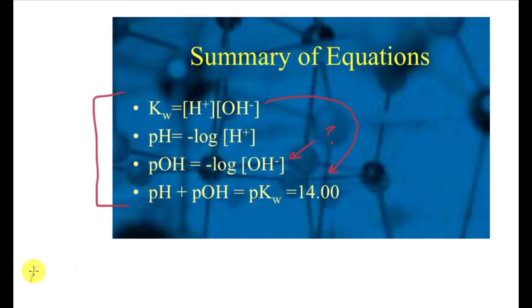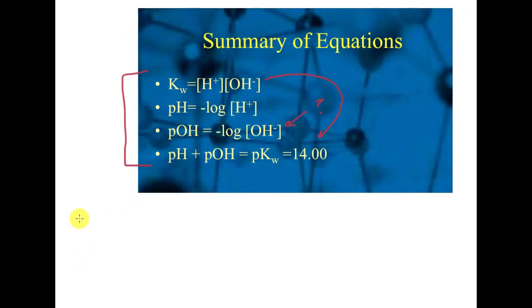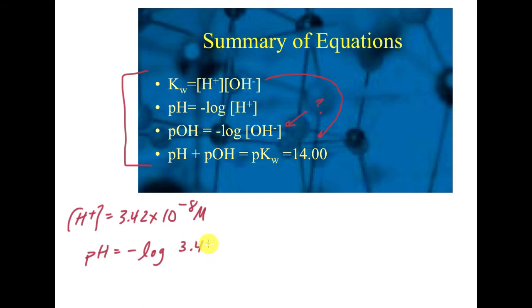Now let's say that I have a pH equal to, well, no, let's do hydrogen concentration. So let's say that the hydrogen concentration is equal to 3.42 times 10 to the negative 8 molar. Okay, what I want to know is what's the pH, what's the pOH, is it acidic or is it basic? So what I'm going to do first is find the pH. pH is just the negative log of this number. So I'm going to take 3.42 times 10 to the minus 8.